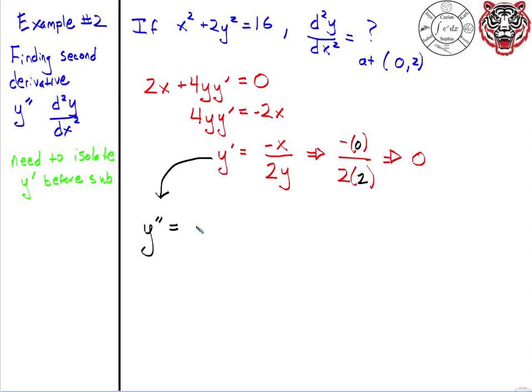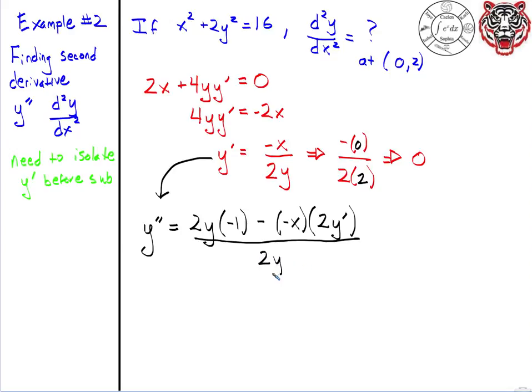So it'd be 2y times negative 1, low d high, correct? Minus x times 2 times y prime, 2y prime, all over 2y quantity squared. Perfect.